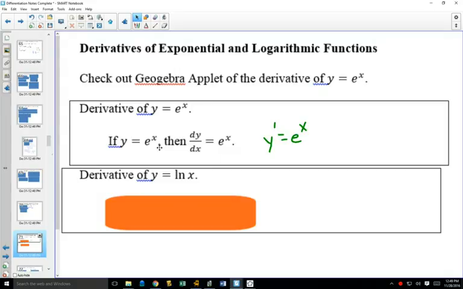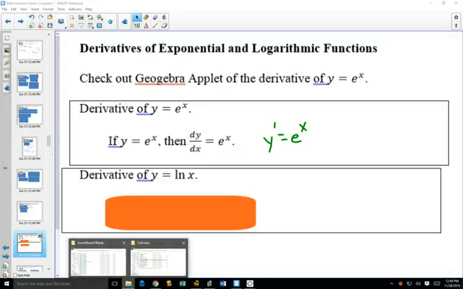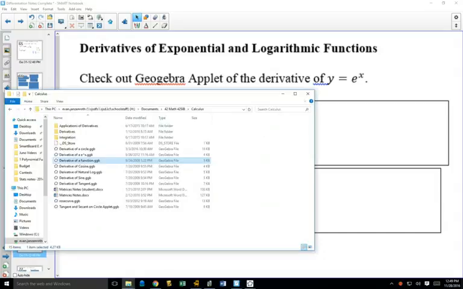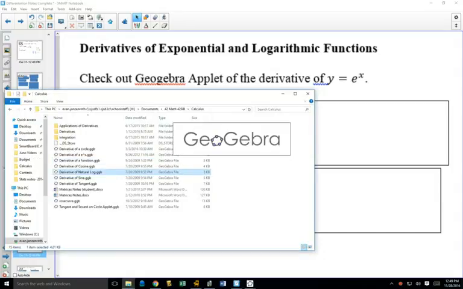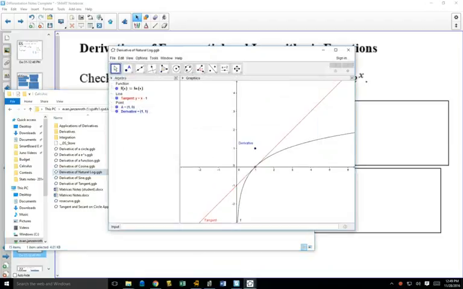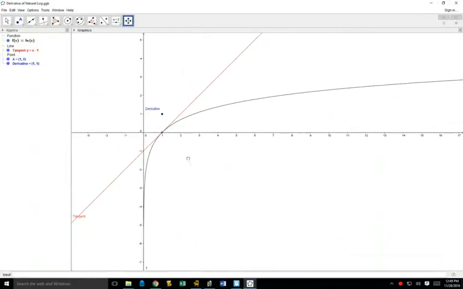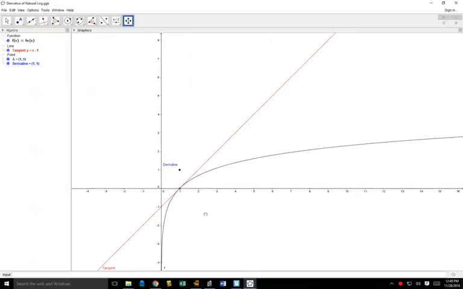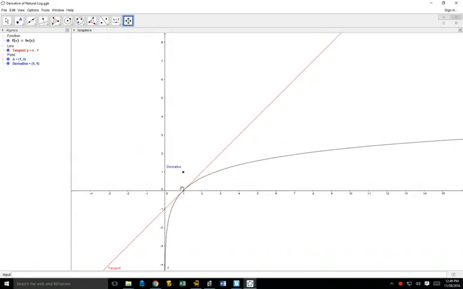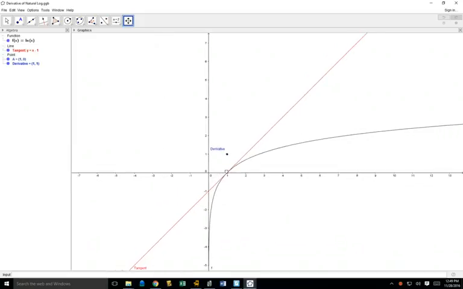This next one is not going to be as easy for you, but I'm going to get you to try. Let's look at the natural log. So there is, in black, the graph of our natural log. If I drag things along, whoa, close, closer, no.